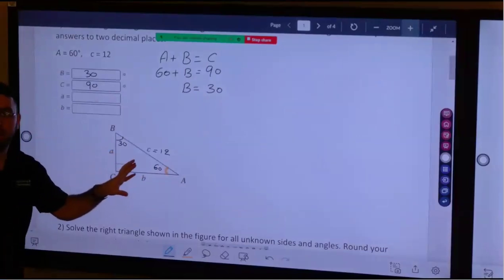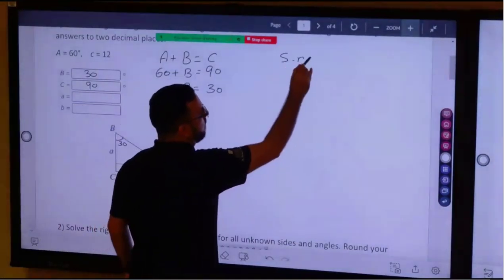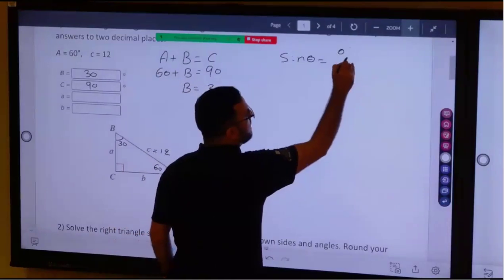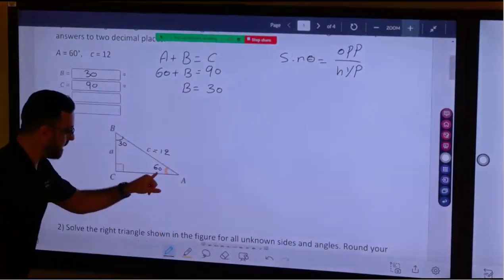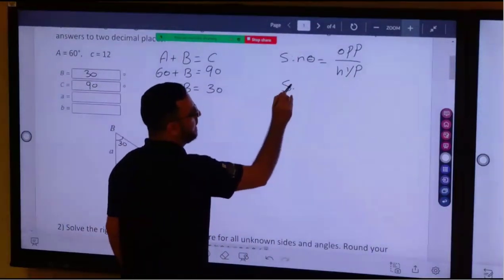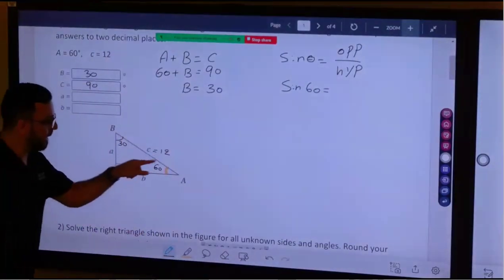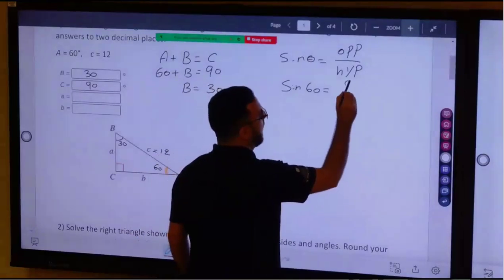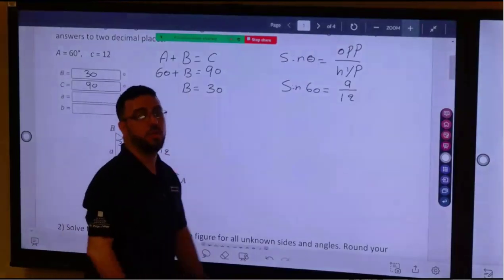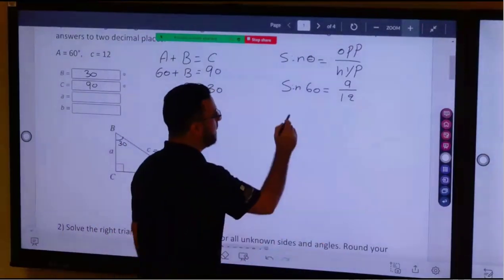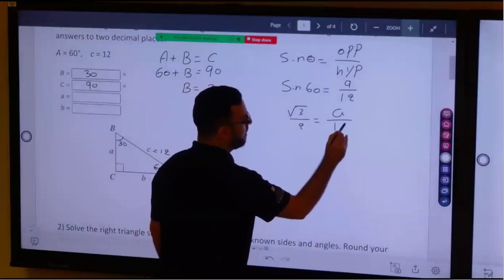Now, how are we gonna find a? You can say, I'm gonna use sine, because sine theta equals what? The opposite over the hypotenuse. Perfect. I'm gonna use 60. So sine 60 equals the opposite, which is a, over 12. How much is sine 60? Square root of 3 divided by 2, equals a divided by 12.